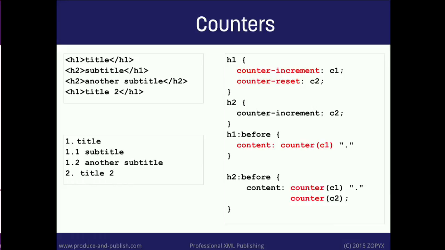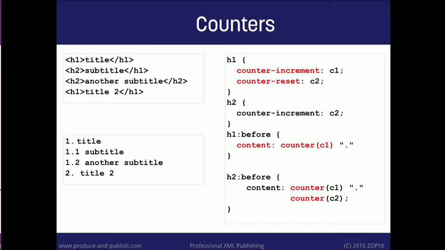For each H1, you have a counter C1, counter 1, which is incremented for every element. So for the first chapter, C1 would be set to 1. For the second H1, it would be set to 2. So basically, you can count 1 to 3 and so on. And of course, for the subsections, you always want to reset the counter for the second level. So when you encounter an H2 element, this would be incremented as well.